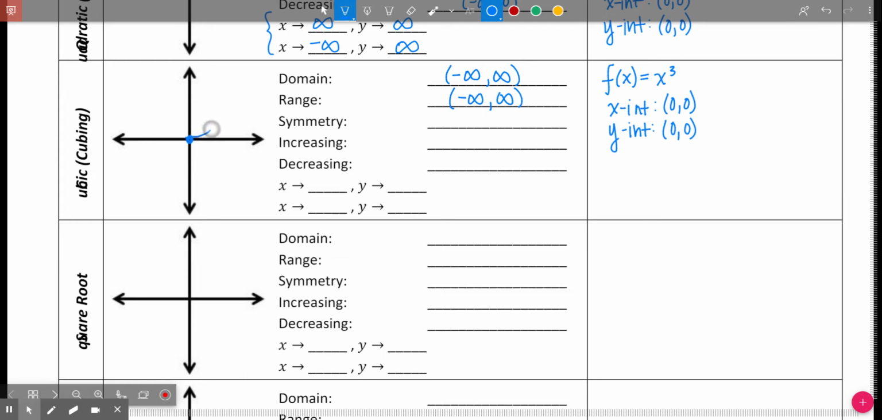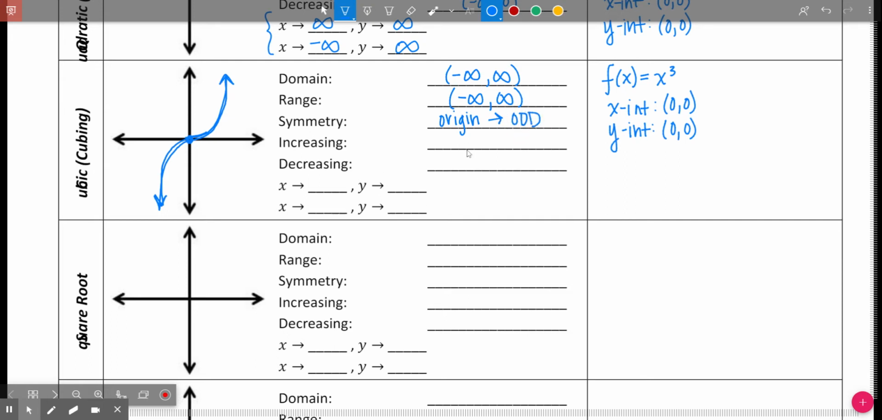What defines a cubic function is the shape of its graph. So it'll look something like this. And we say that it is symmetric to the origin, meaning it's an odd function.